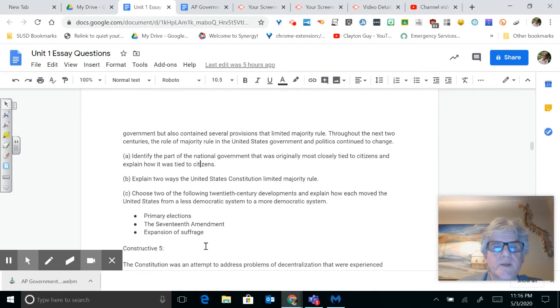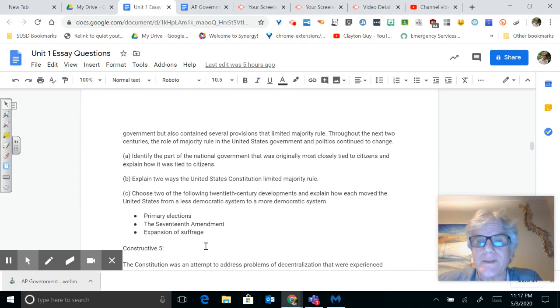Okay, so on this one, the part of the national government that was originally most closely tied to the citizens was the House of Representatives. The House of Representatives was elected every 2 years, and they were directly elected by the citizens of their state or their congressional district. At the time of the original Constitution, the Senate was not elected by citizens, nor was the president. So the only group in the national government that was most closely tied to citizens was the House of Representatives, because they were tied closest.